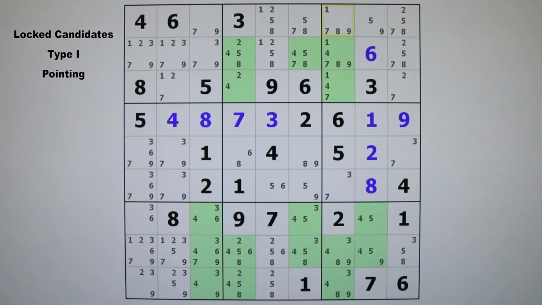In this puzzle, let's take a look at the 4s. We look up in block 3, and there are 2 candidate 4s that are the only 2 4s in block 3, so they point down to these 2 4s down in block 9, and you can eliminate both of those.